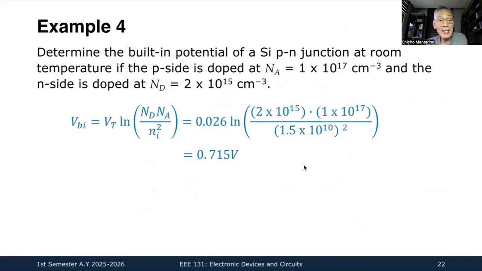So VBI is V_T ln Na Nd over N_i squared, and if you do the computation, it will be 0.715. Maybe that number, 0.7, is something familiar to you, and the answer is yes. The voltage drop across a PN junction is actually affected by this built-in potential.